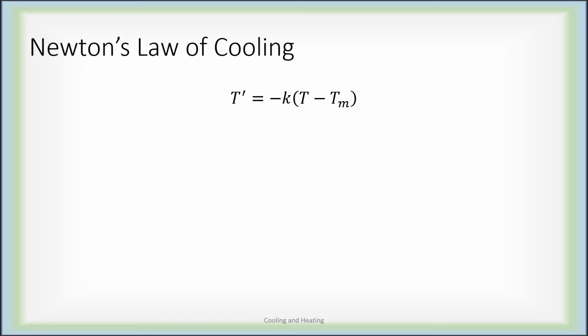So here is our differential equation where Tm is a constant. This is separable, divide by T minus Tm. Now you've got all of your T's and T primes on one side with none of them on the other. We can integrate both sides.